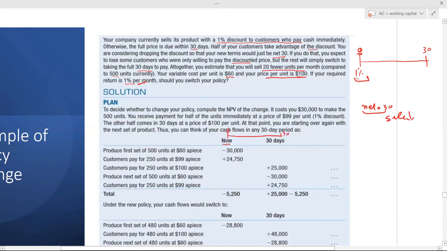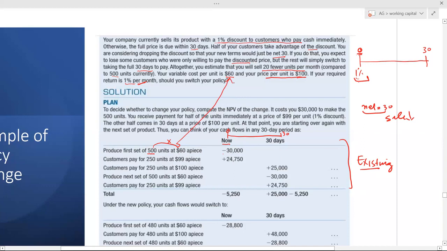Okay, what is happening? What is your total production? Total production is 500 units and the price of each unit is how much? 60. So what is your total cost? That is 30,000. This is the existing policy, remember, existing policy. At 30 days, 30,000 is your cost, 500 multiplied by cost per unit.